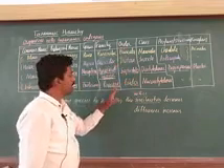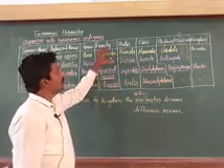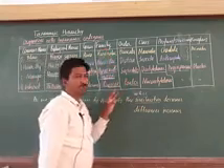Okay. If aceae is there, that is the name of a family. Understood? In this way also we can predict it.